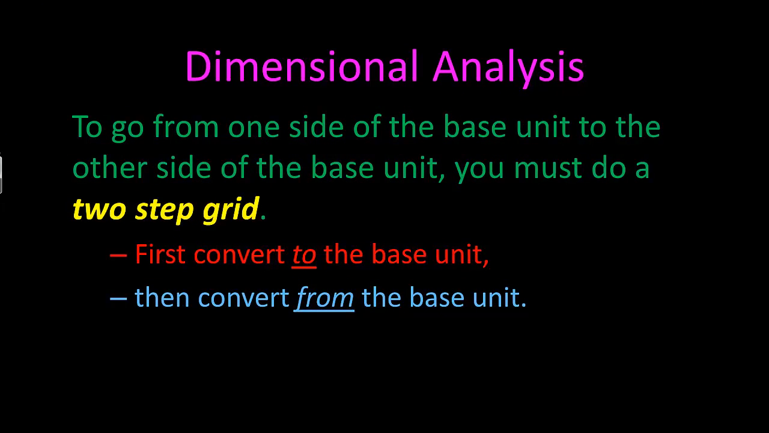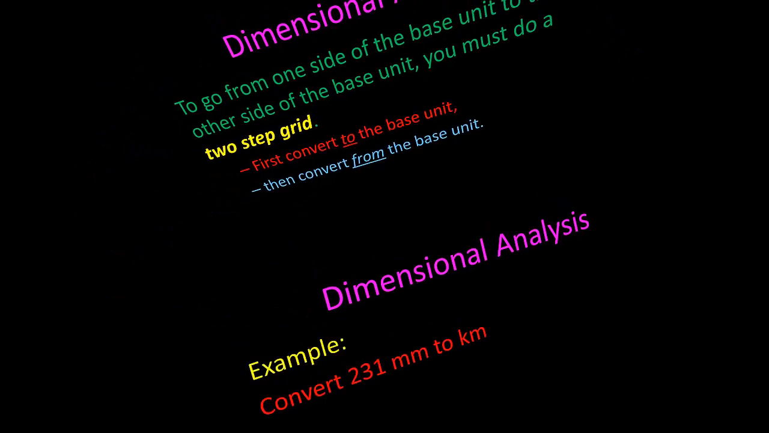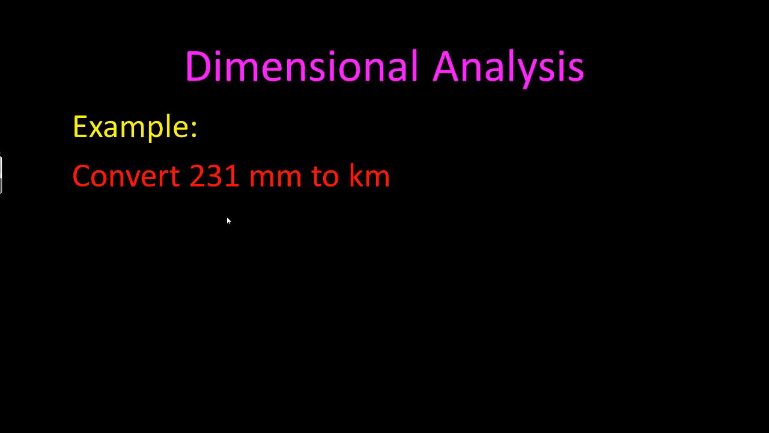To go from one side of the base unit to the other side of the base unit, you must do a 2-step grid. The first thing you do is convert to the base unit, then you convert from the base unit. So we're going to draw our dimensional analysis grid. Put the number and the units that we start with on the upper left-hand corner. So 231 millimeters. We put the units in the upper left-hand corner and the lower right.